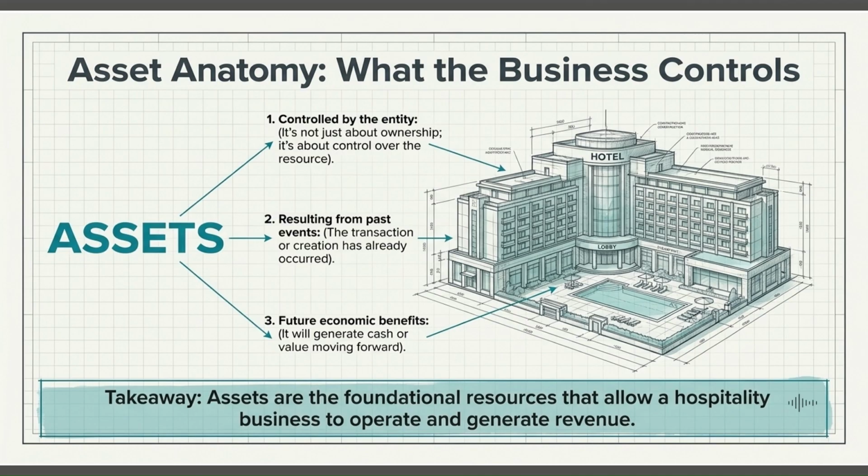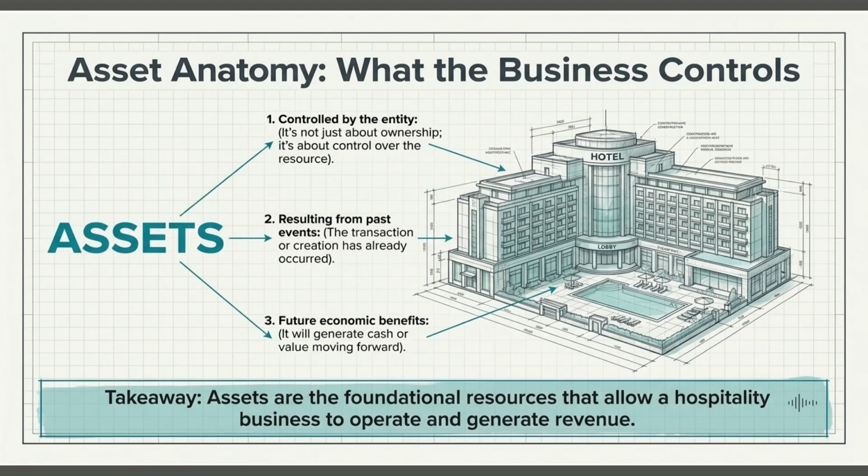Second, resulting from a past event. The transaction giving rise to the resource must already have happened. The purchase made, the delivery received. In the example, the hotel that intends to buy a laundry press next year has no asset today. Intention is not a past event.